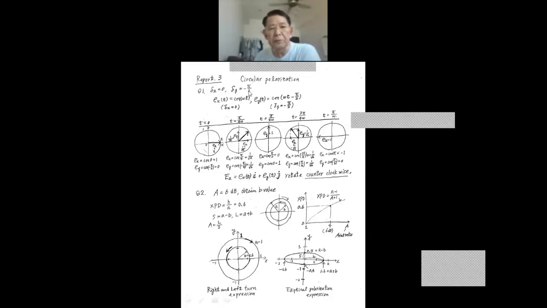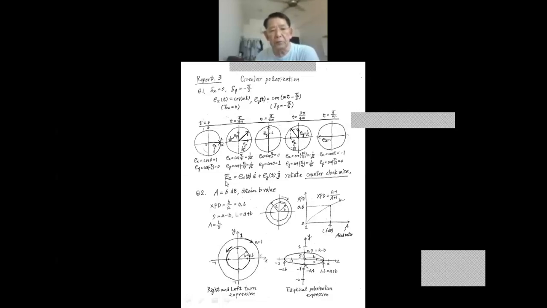Previously, if delta y is pi divided by 2, plus, then it rotates clockwise, in the right direction. Here, we put this information: 0 and minus pi divided by 2. The Ex component becomes cos omega t, with delta x equals 0. And the Ey component is cosine omega t minus delta y, minus pi divided by 2.